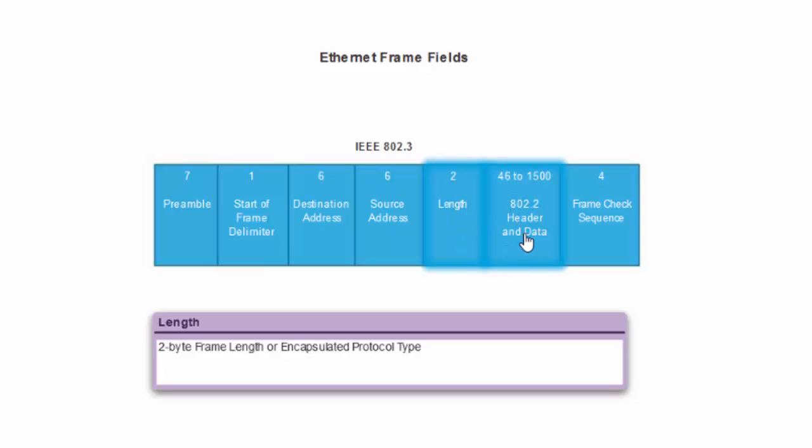The data part, as we can see here, ranges from 46 all the way to 1500. And if we subtract the control fields, or the header and the trailer fields, we come up with a minimum length of 46. So if you subtract all these fields from 64 bytes, you get 46. So the minimum is 46 and the highest is 1500.